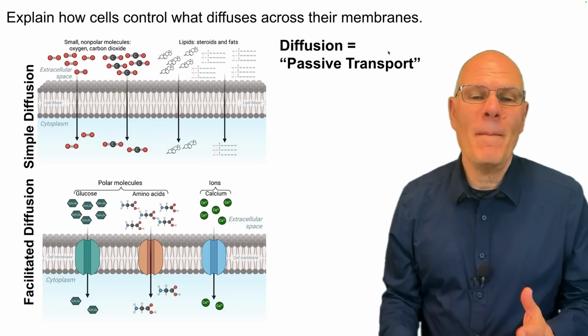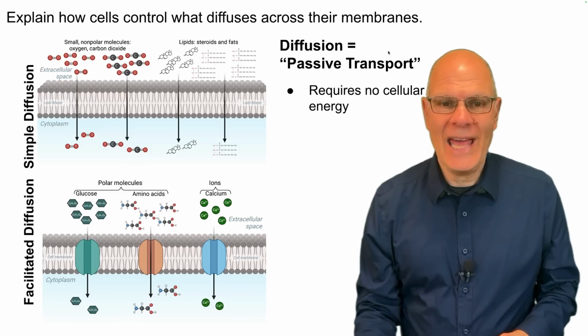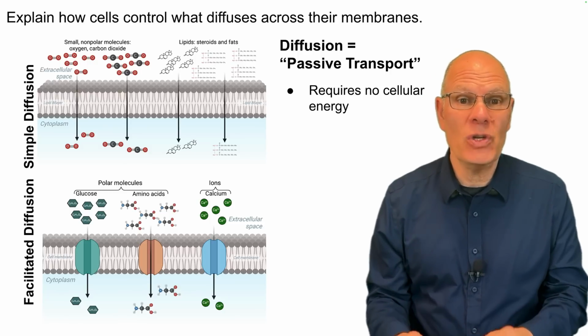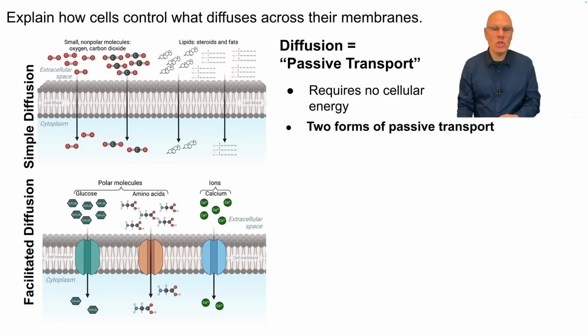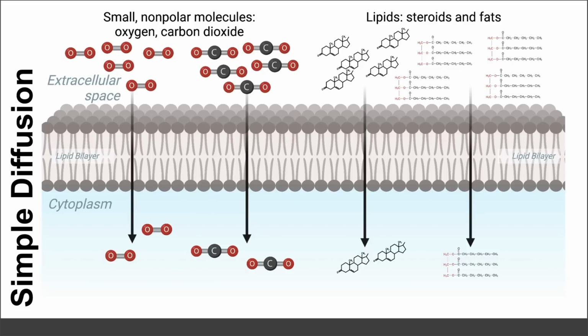Explain how cells control what diffuses across their membranes. Diffusion is called passive transport, and that's because it requires no cellular energy. There are 2 forms. The first is simple diffusion across the phospholipid bilayer. That's what's shown up here. There are two things that can do simple diffusion. The first are any small non-polar molecules such as oxygen, nitrogen, carbon dioxide. The second are non-polar substances such as steroid hormones or fats.